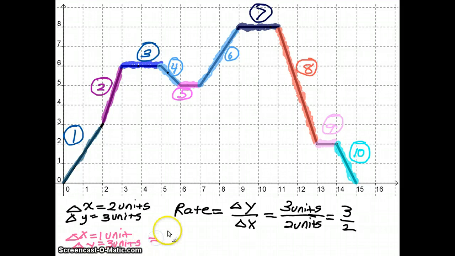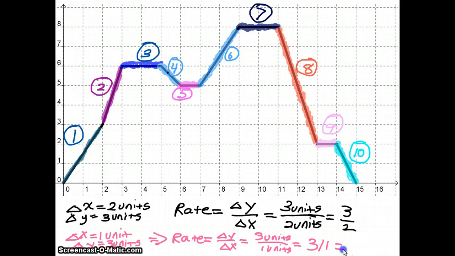So the rate for phase 2 is delta y over delta x, which is 3 units over 1 unit. Knowing that my units will cancel, that leaves an overall rate of 3 over 1, and if I simplify that down as a fraction, I get 3.